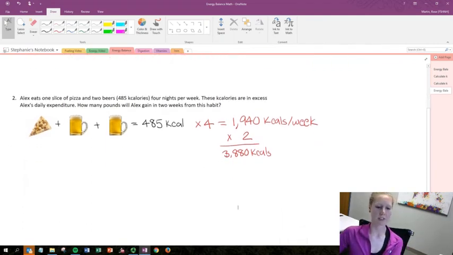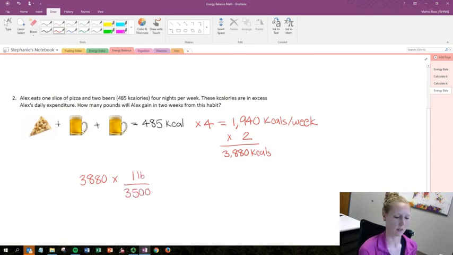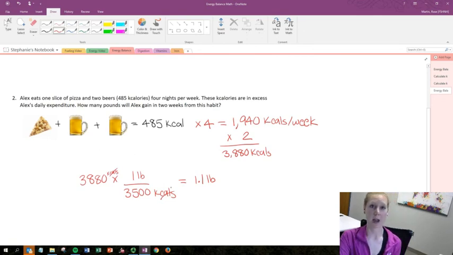Okay, so if we have this total in 2 weeks of excess calories of 3,880, what you are going to want to do now is multiply that times 1 pound over 3,500 kcals. And we see that essentially this is equal to 1.1 pounds. So this is kcals, you'll see that that was crossed out, leaving you with the pounds of weight that is gained in a 2 week period from this habit.